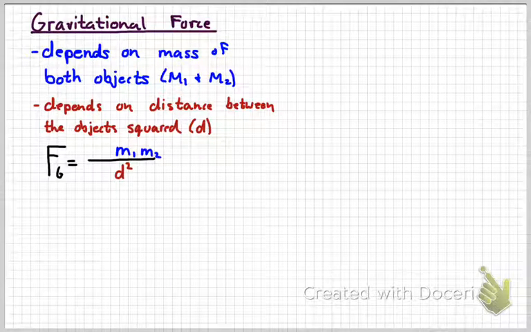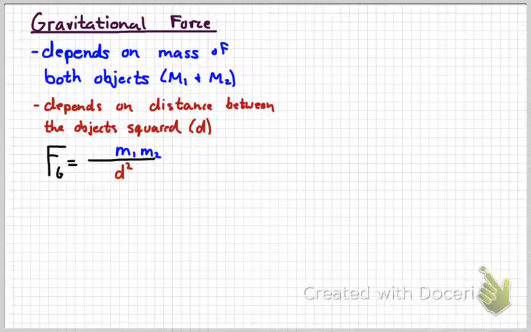So, big important ideas to remember here. The gravitational force depends on the mass of both objects. So if you double one of the masses, then you're going to double the force of gravity between them. If you double both of the masses, then you're going to quadruple the force of gravity.